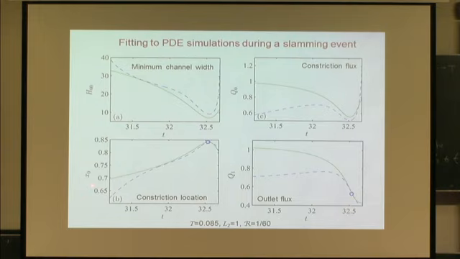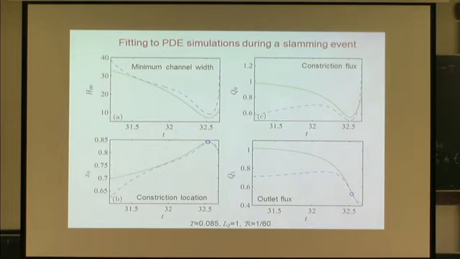Here's the location of the constriction that moves downstream and then upstream. Here's the flux at the outlet, and here's the flux through the constriction, through the minimum. And then our third order reduced system, we just match to this by fixing the constriction location and the flux and its slope at this point, and then we just integrate forwards and backwards to see how well the reduced model captures the PDE model.